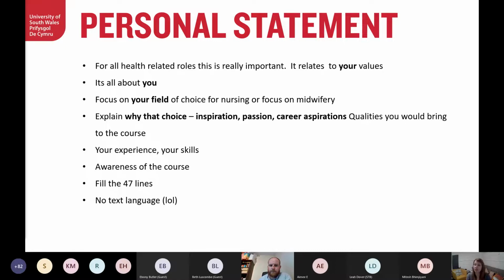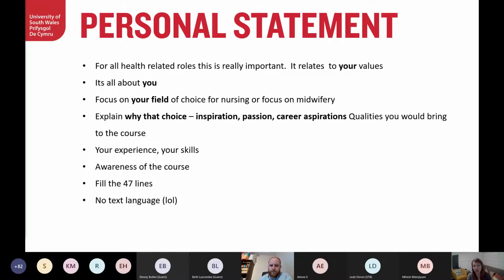I think it's a good idea to write a list before you write your personal statement of all of your transferable skills. If you can't think of them, get your mum, your dad, your auntie, your granny, somebody else to write a list of your skills, and take that list and put it into context within your personal statement. We're not looking for lists. I'm looking to know why you're kind, caring and compassionate.